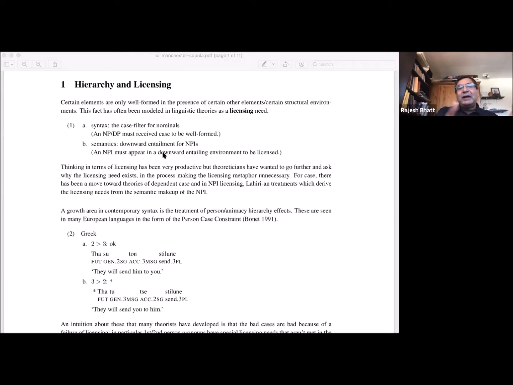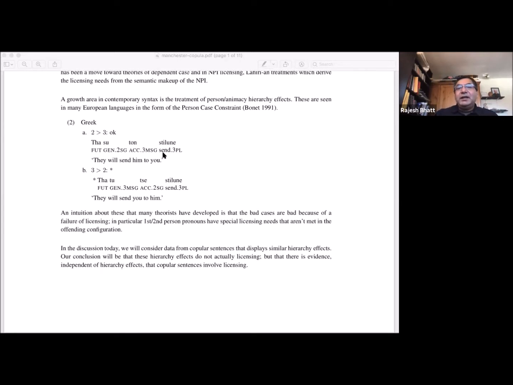But there are other cases too. For case, people have come up with theories of case where they're not talking about licensing. They're just saying, well, if you are sitting in this position, this is how you get pronounced. So it's not so much licensing, it's just realization, okay? So this is the background.